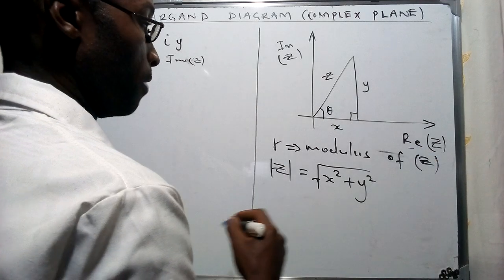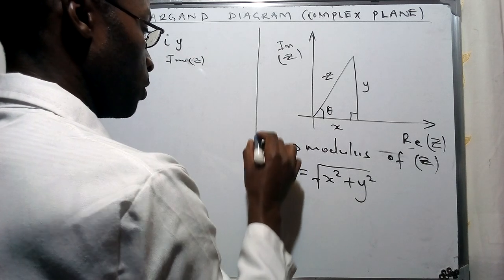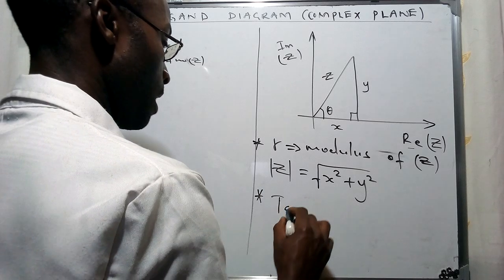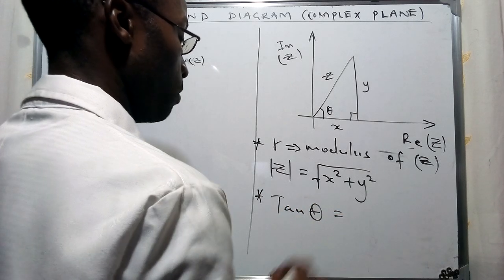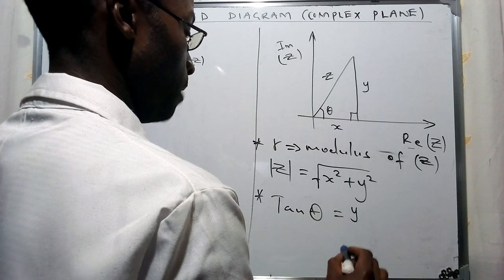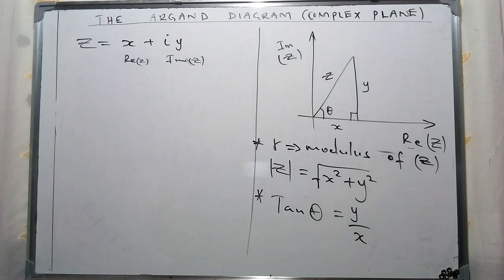Now, the angle between this real axis and this phase of z can be given in terms of theta. And in this case, from our trigonometric ratios, we can define theta by having tan theta given in terms of the imaginary part over the real part, which is y all over x.